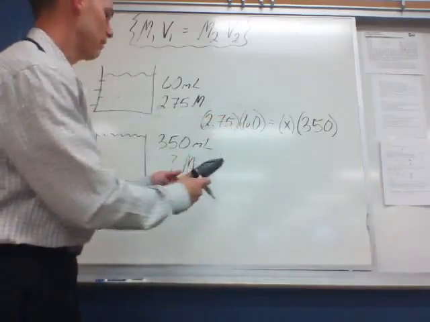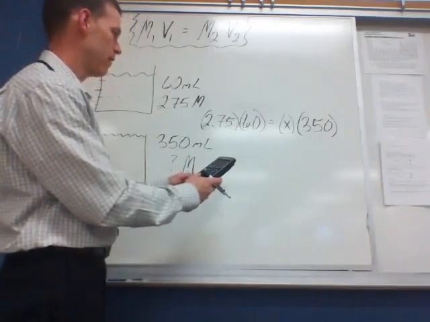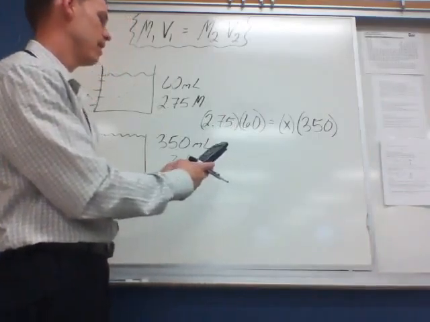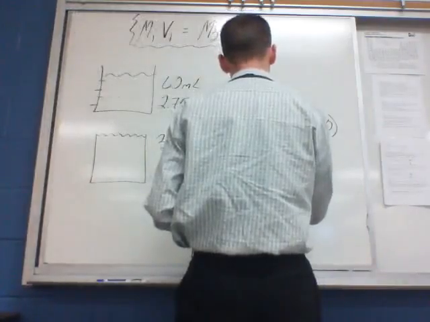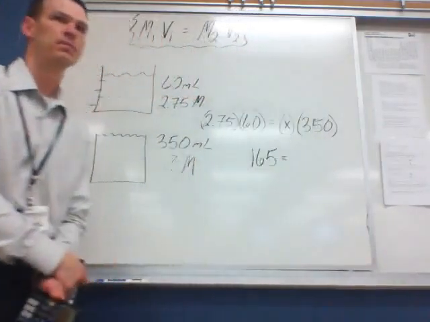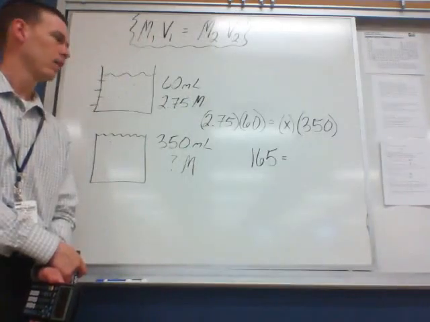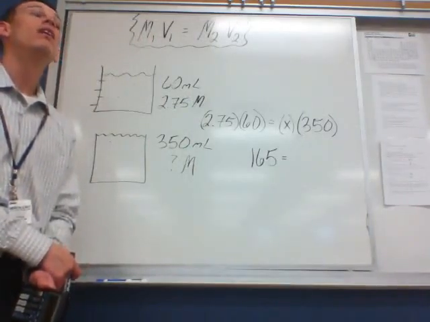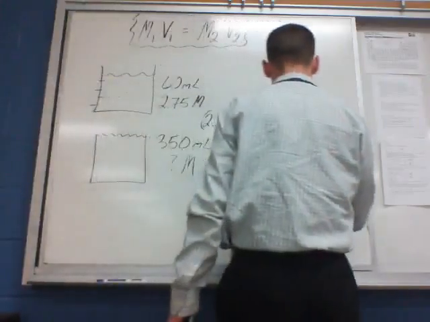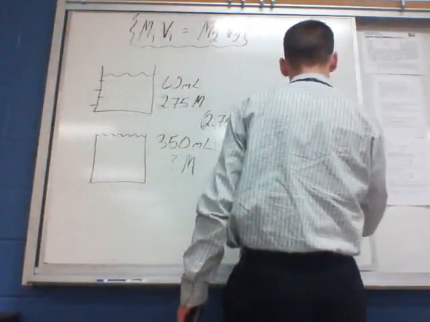Let's multiply the left first. 2.75 times 60. I get 165 on the left. What's x times 350? 350x. Yay for algebra.